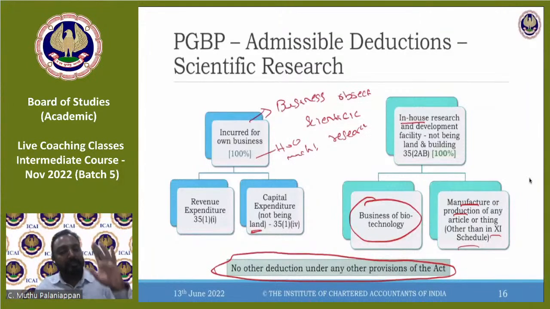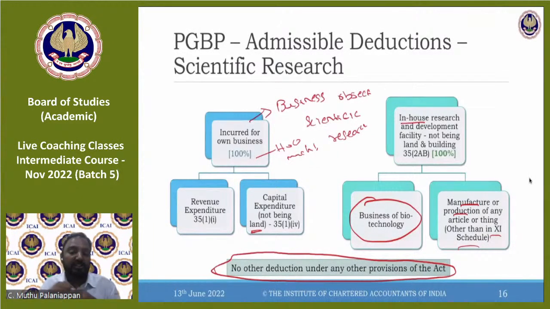So clear? We have discussed the three categories: incurred for own business, paid to a third party, and in-house research and development facility. So that's what we are calling the three categories. In incurred for own business, whose main object is scientific research, it could be a revenue expenditure or a capital expenditure, provided that it is not land. In that case, 100% is eligible.